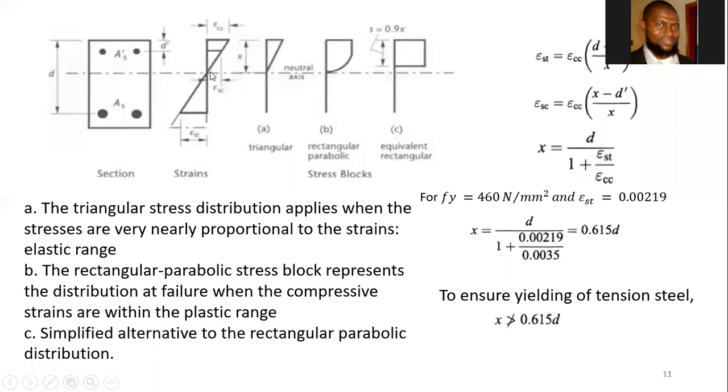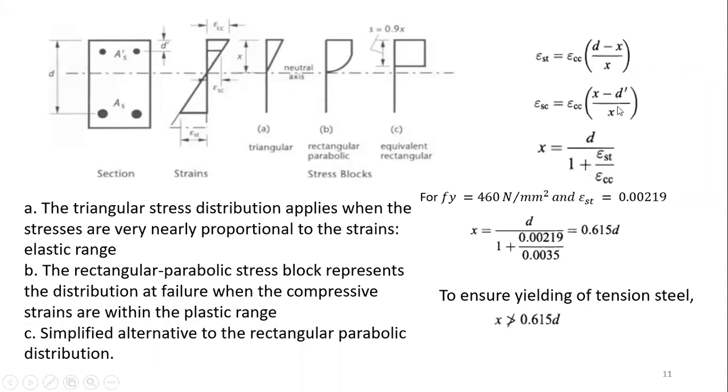So strain over this depth, that is epsilon_st divided by d minus x, will be equal to epsilon_cc divided by x. If you make epsilon_st the subject of the formula, you have this relationship between the strain in the steel in tension and the strain in the concrete in compression. You use the same approach to determine the strain in the steel in the compression zone. You have this.